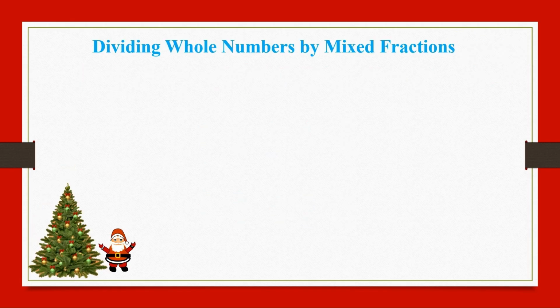Here is the fifth type, dividing whole numbers by mixed fractions. 2 divided by 1 3 by 5. Now 1 3 by 5, you have to convert it into an improper fraction. Now you watch the video where I have explained to you how to convert mixed fractions into improper fractions. The link is given in the description below.